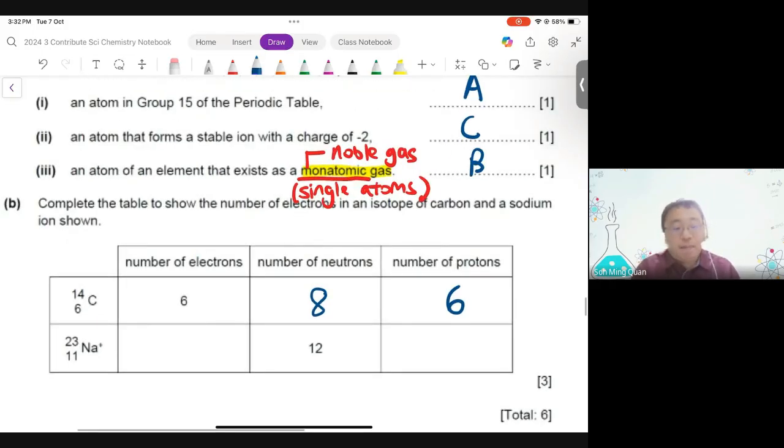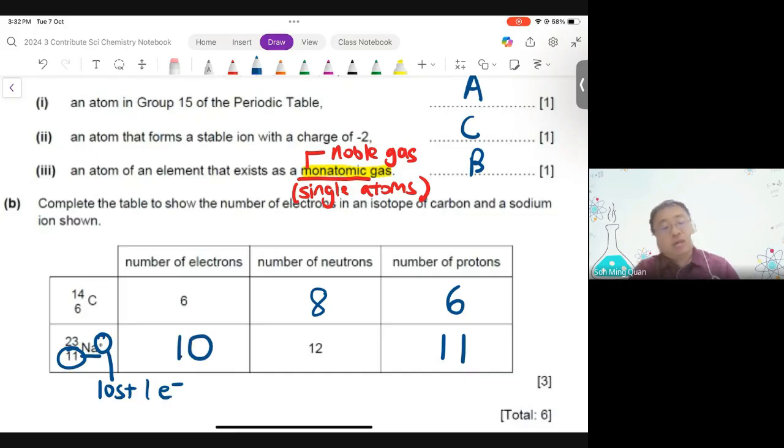The next one, please use the proton number. 11, right? And then look at the Na plus. Na plus, the charge tells you it lost 1 electron. So originally it had 11 electrons, you lose 1, it becomes 10. All right. Now these questions you must be able to do and get as many marks as you can. Do not leave it to chance.